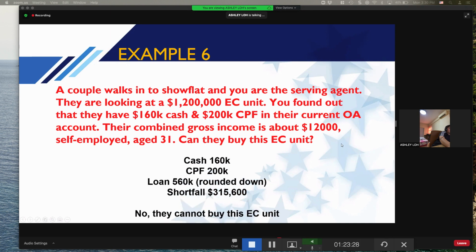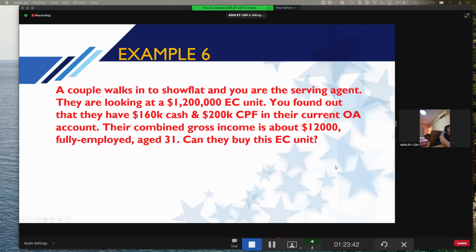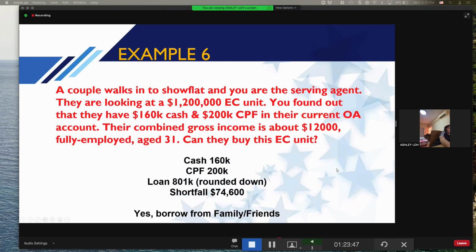Okay, so they cannot buy this EC unit, but of course, if you got shortfall, then you share the 200 plus K, you must add in the CPF, must buy some duty and lawyer fee, you should get 315,600 lah. Okay, so they can buy, they can borrow. Okay, must borrow. Okay, next one. I realize there's a repeat.